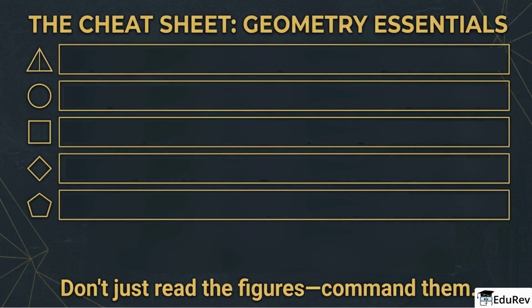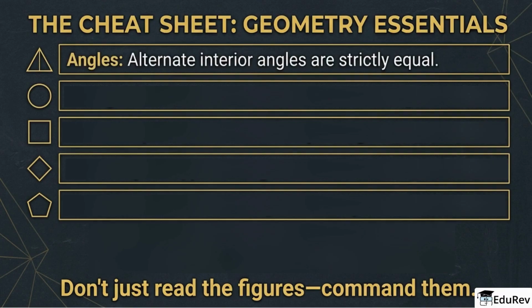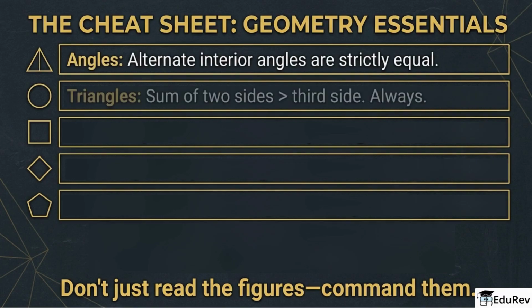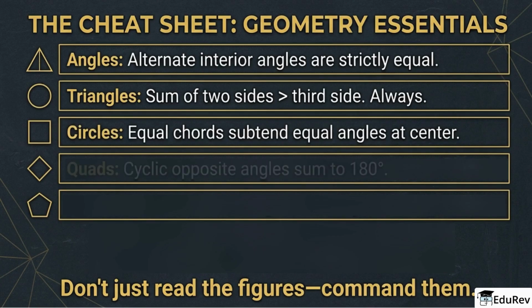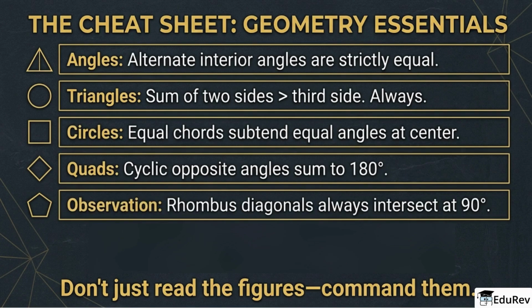This cheat sheet puts the whole chapter into one compact revision frame. Alternate interior angles are equal. The sum of any two sides of a triangle is greater than the third. Equal chords subtend equal angles at the center. Cyclic quadrilateral opposite angles add to 180 degrees. And rhombus diagonals intersect at right angles.